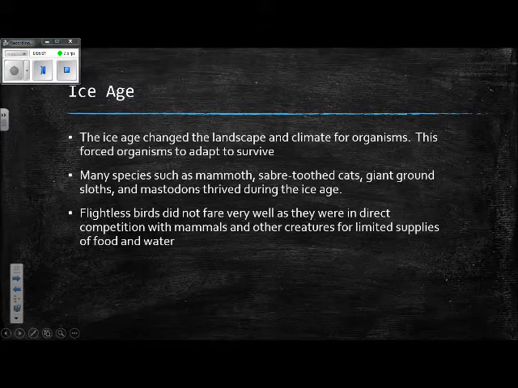All right, so the Ice Age. The Ice Age changed the landscape and climate for organisms. This forced organisms to adapt to survive. If the organism wanted to continue living and pass on its genes, it had to have a gene that made it easier to live in the cold.